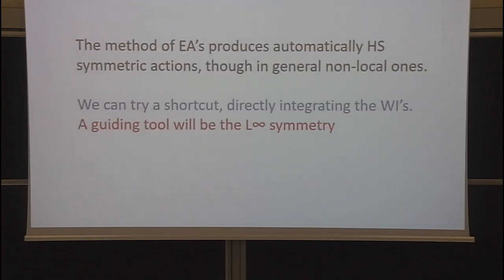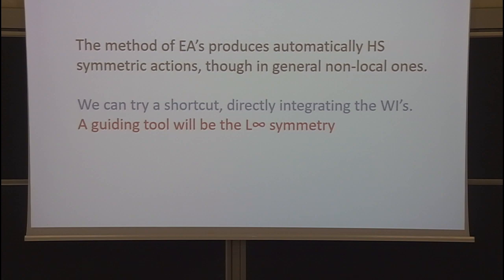Okay, I recall to you now, however, that in general this method produces an automatic higher spin symmetric theory, but in general what comes out from this procedure is a non-local theory. Non-local in the sense which I mentioned at the beginning, that is a non-locality which is functional to the fact of proving gauge invariance, but then if you look closer, you see that it is an artifact, it's not a real non-locality.